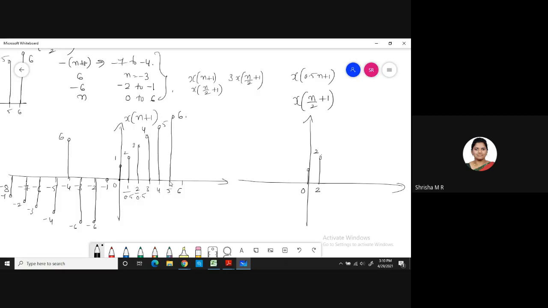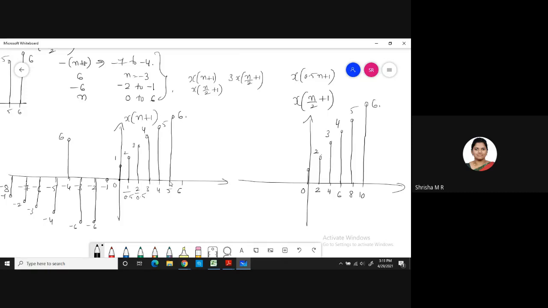So at n is equal to 2, the amplitude is 2. At n is equal to 4, the amplitude is 3. At n is equal to 6, the amplitude is 4. At n is equal to 8, the amplitude is 5. At n is equal to 10, the amplitude is 6. Understood, everyone?